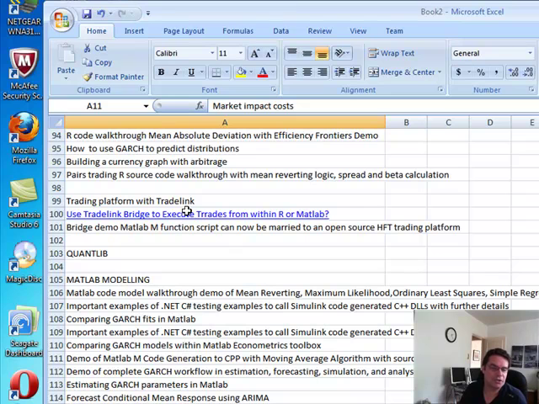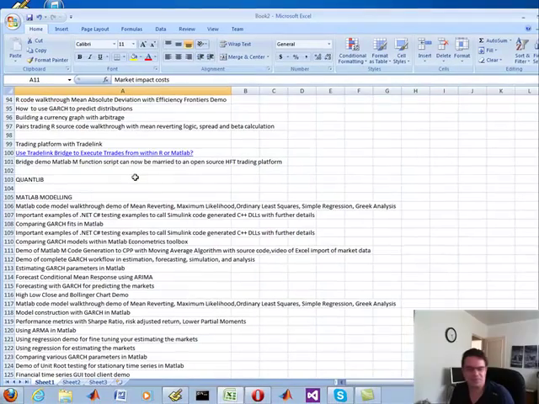So as I mentioned, I'm not going to get into this too much. Trading platform with TradeLink. I've got some videos on this. I'm going to turn this into a much more affordable course for people that are interested in TradeLink. Bridge, so you can connect into R, MATLAB directly. I have a method of getting around that. I'm going to show you that in a minute. It's a much better process. It's a lot more complicated, but it's a better process.